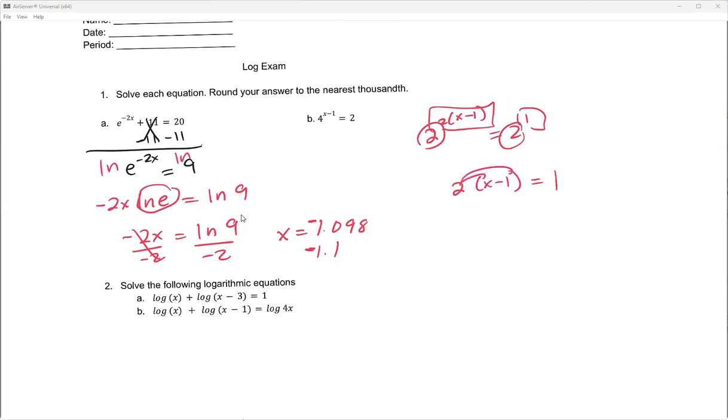And then you distribute, add the 2. And what do you get? 2x is equal to 3. Divide by 2. x is equal to 3 over 2, or 1.5. Any questions on either of those problems?